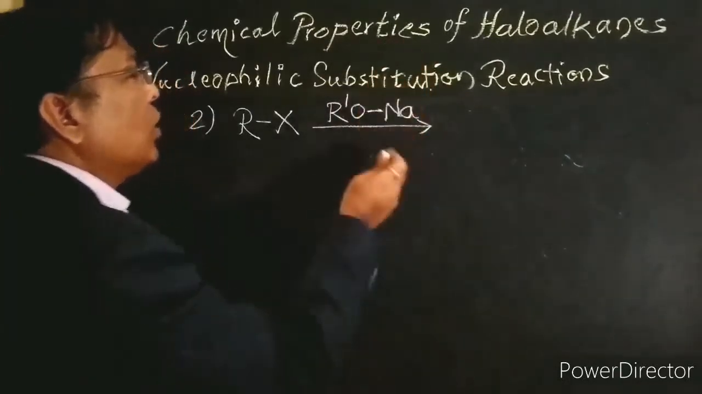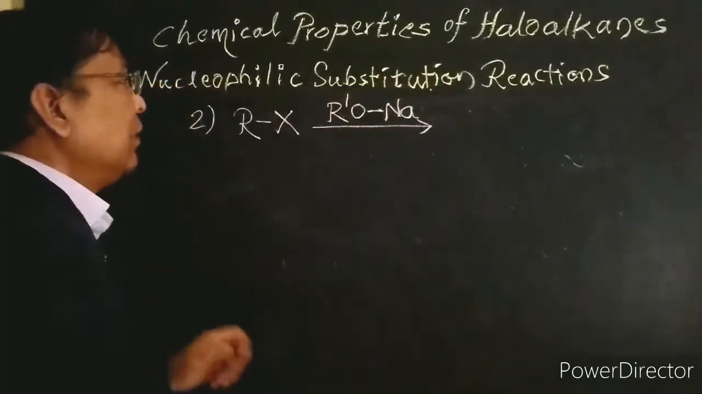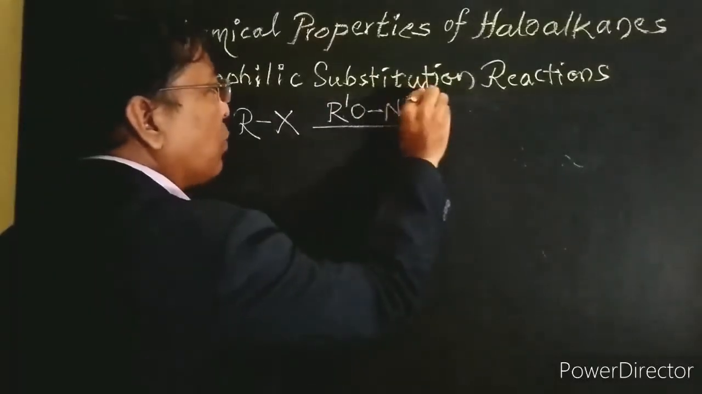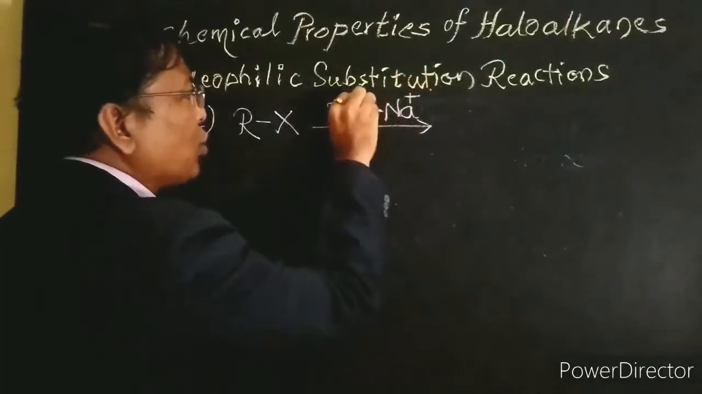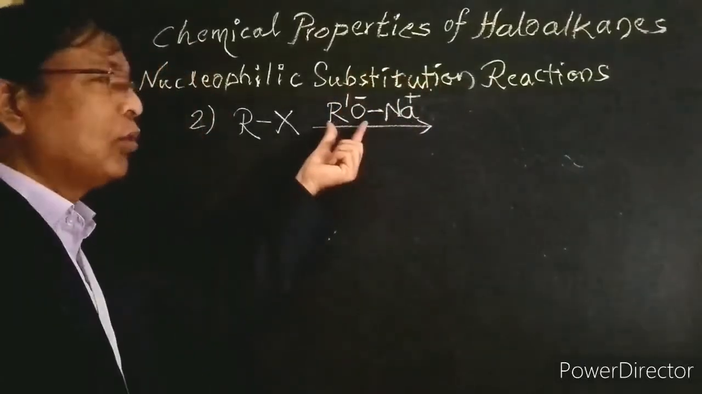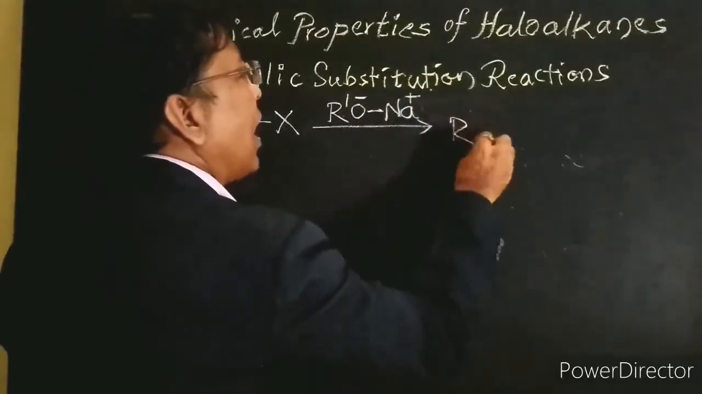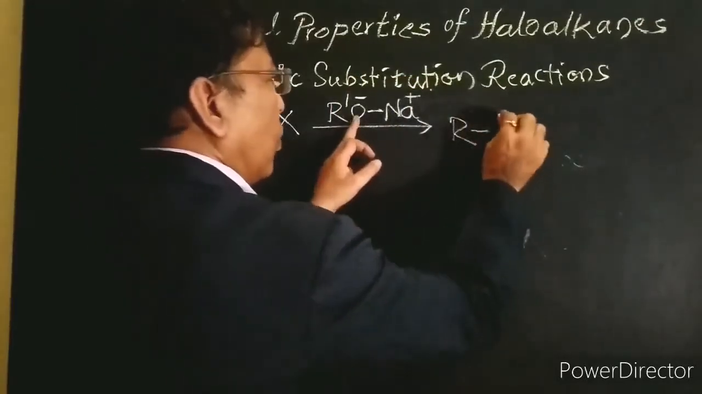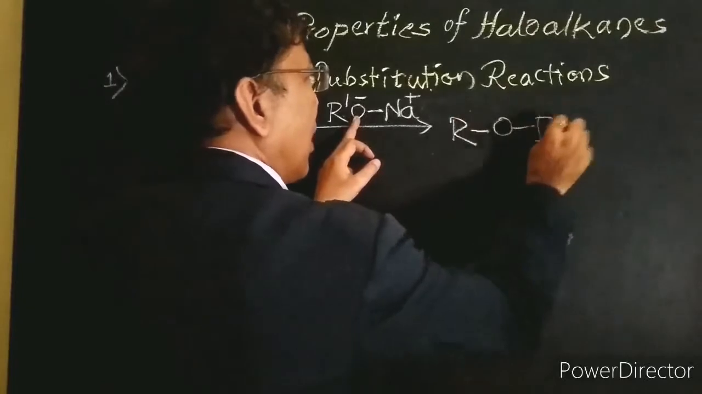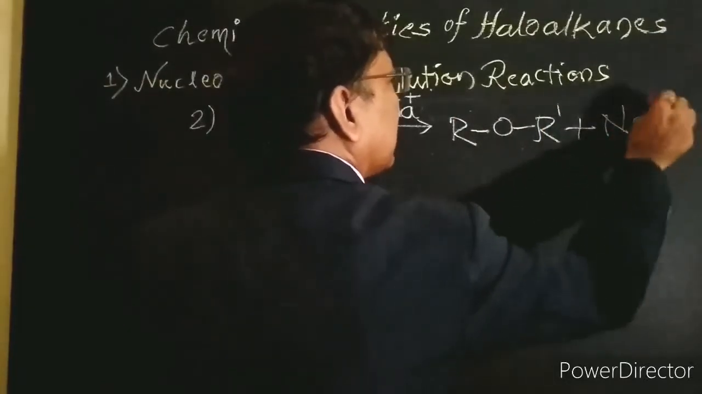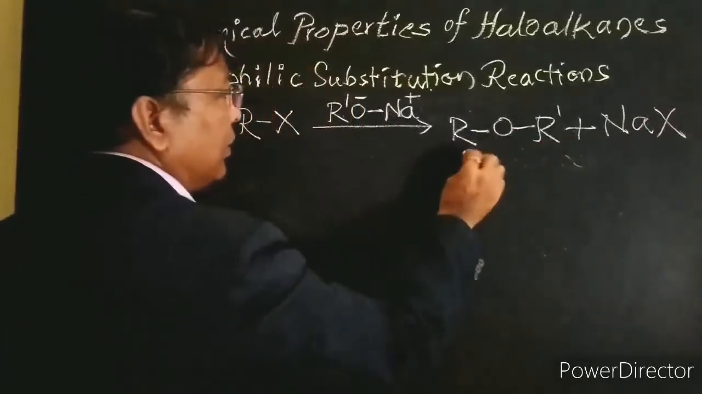This is called sodium alkoxide. Here, which is the nucleophile? As we know, Na is positive, therefore RO minus is the nucleophile that is going to substitute here, and we get ROR plus NaX. We get here ether.